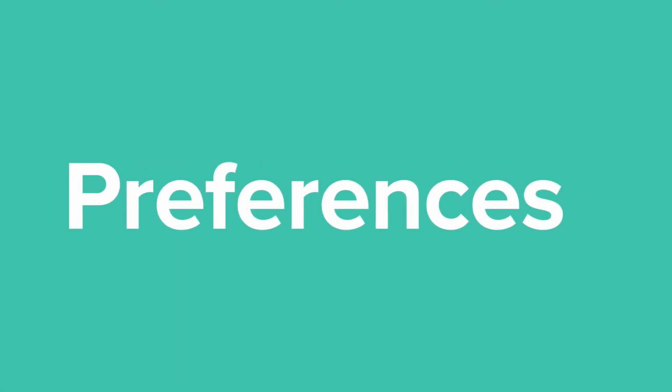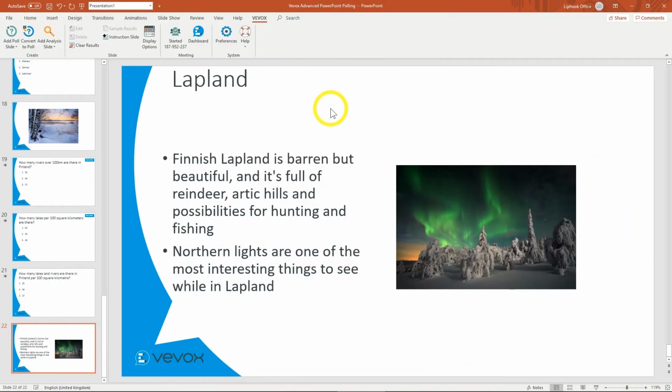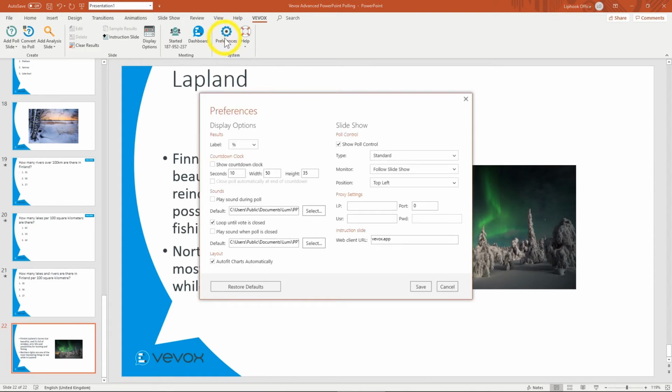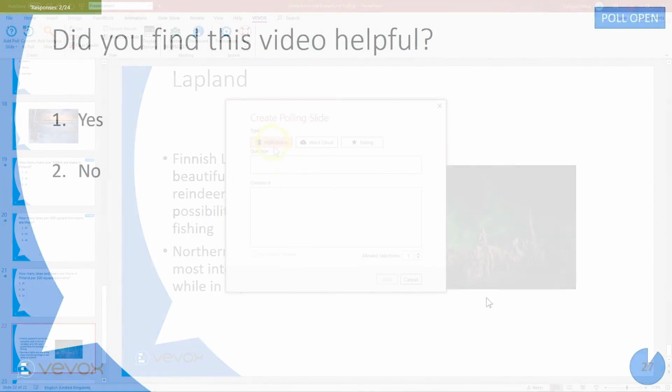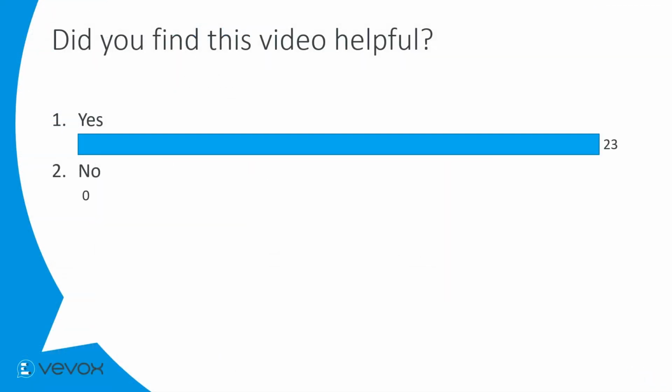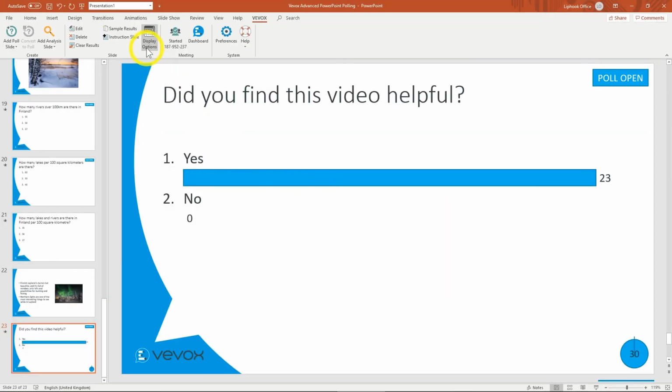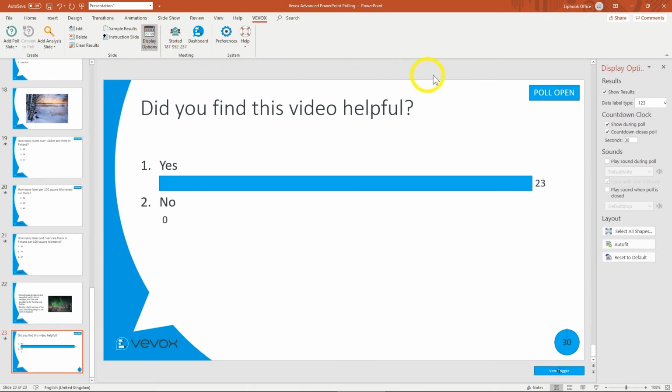Preferences. Preferences allow you to set changes and defaults across all new slides or presentations to give consistency to your PowerPoint polling. Please note, to edit individual polling slides, you need to do so in the Display Options menu.